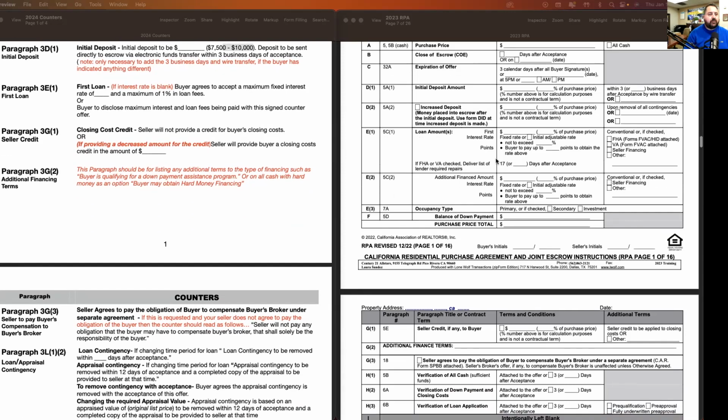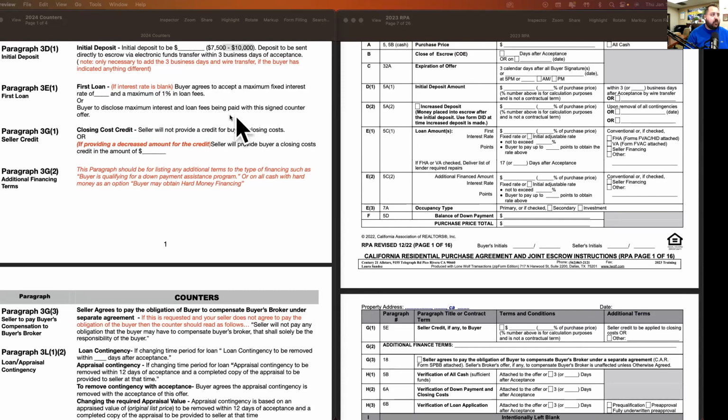The first loan, right? This is paragraph 3E1. Buyer agrees to accept the maximum fixed interest rate of blank and a maximum of 1% loan fees. Most people don't have loan fees anymore, but I'm going to put it in my counter just to make sure that if they do have them, they're agreeing to it.